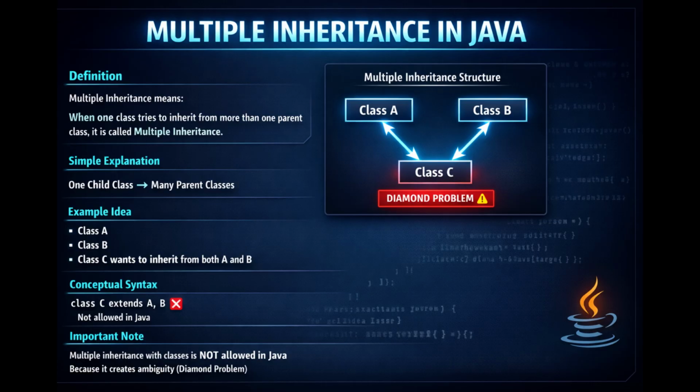Imagine we have class A, class B, and class C wants to inherit from both A and B. Conceptually, it looks like this: class C extends A, B. But this is not allowed in Java. Important note: multiple inheritance with classes is not allowed in Java. And the reason is, it creates ambiguity, which leads to the diamond problem.